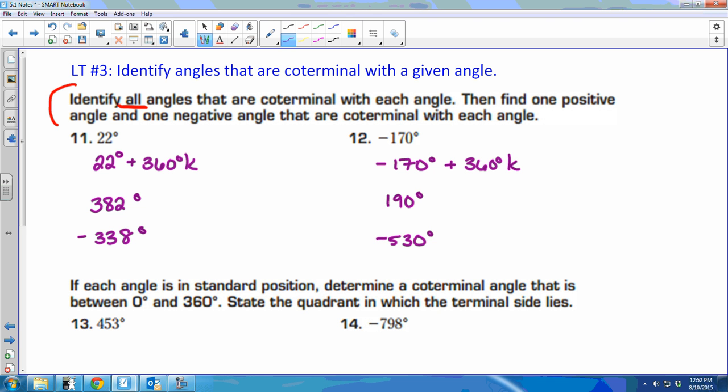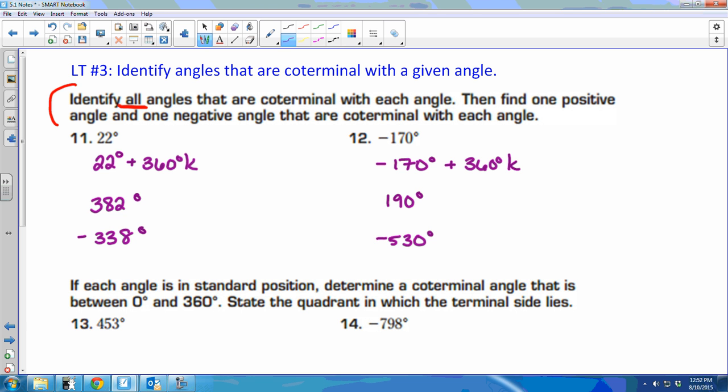If they gave you like negative 380 degrees, well, you have to add 360 twice to get a positive one. It doesn't matter. Remember, k can be any integer. You can add 360 or subtract 360 as many times as you want to, and you're always going to get a coterminal angle. Questions about that? I took negative 170 and added 360.